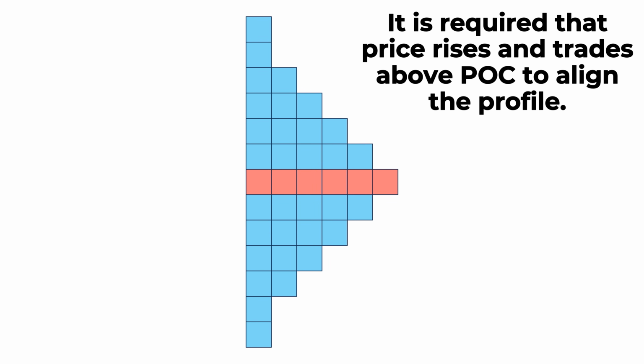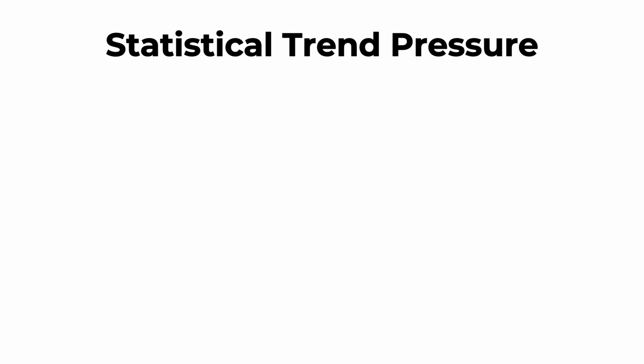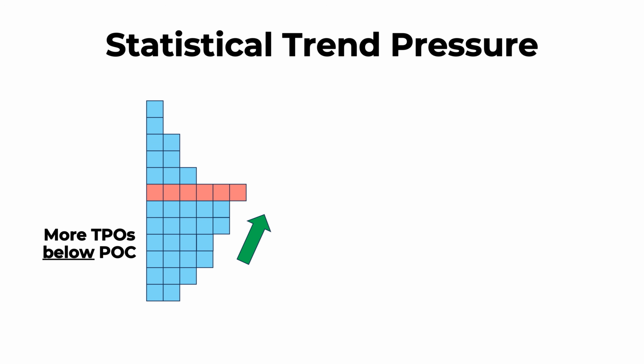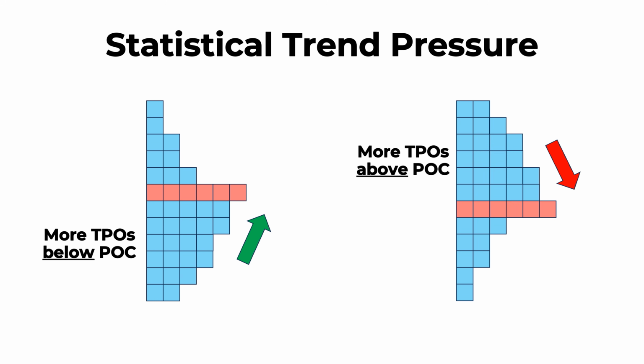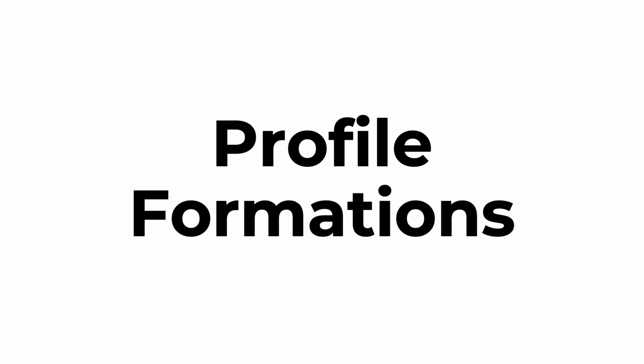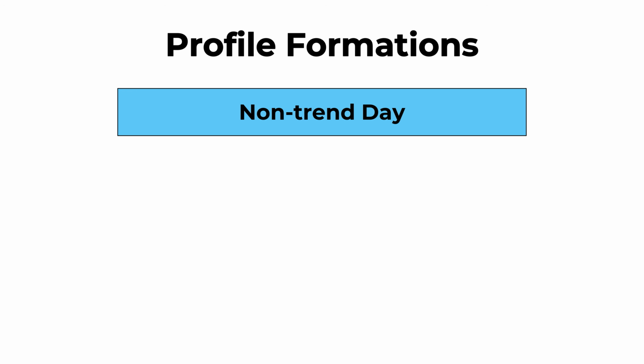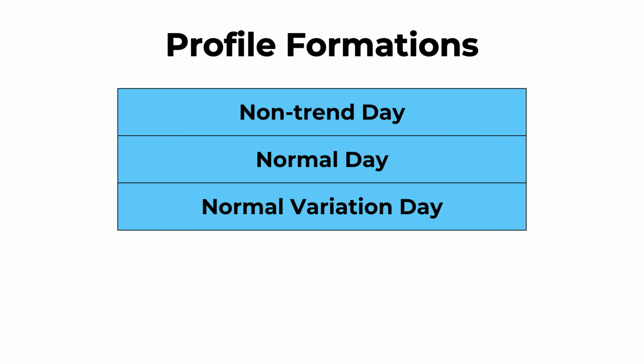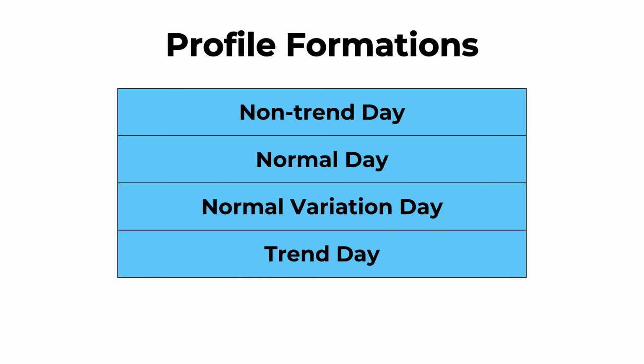This leads us to a basic interpretation of statistical trend pressure. More TPOs below the point of control indicate the possibility of bullish action in the future. More TPOs above the point of control indicate the possibility of bearish action in the future. We move on now to the 5 basic profile formations. These are the typical daily formations you'll find most of the time in any market. They are the non-trend day, the normal day, the normal variation day, the trend day, and the neutral day.